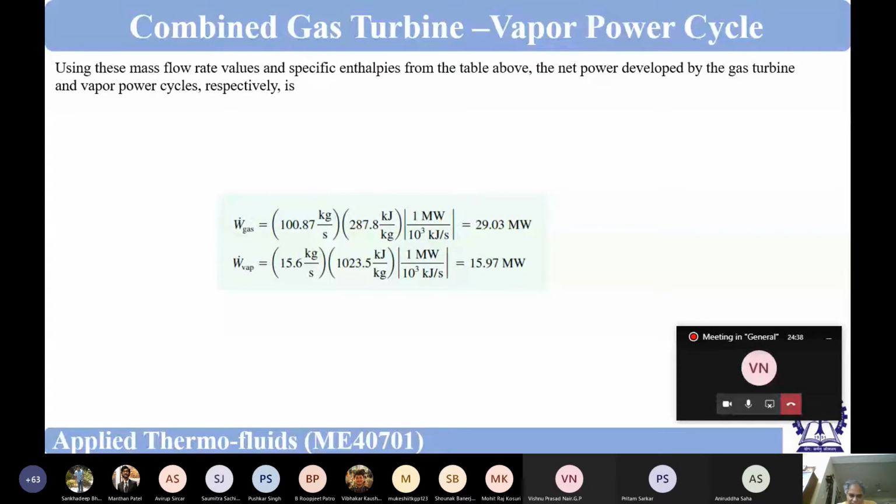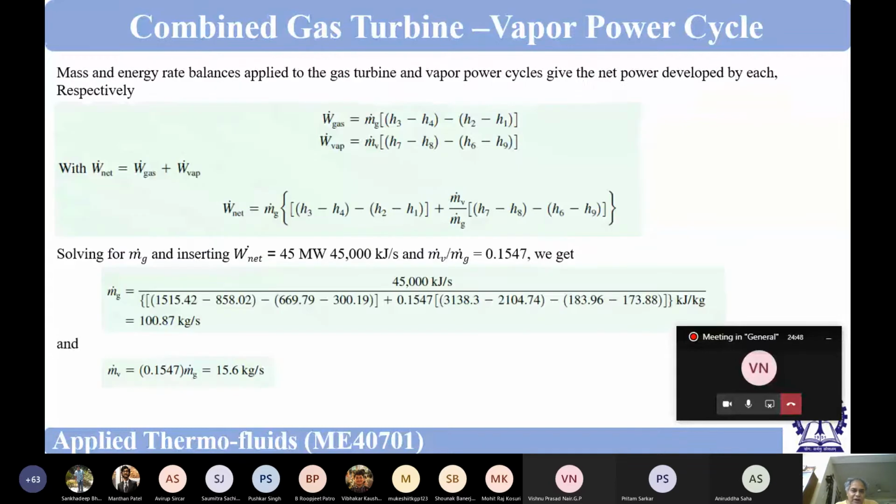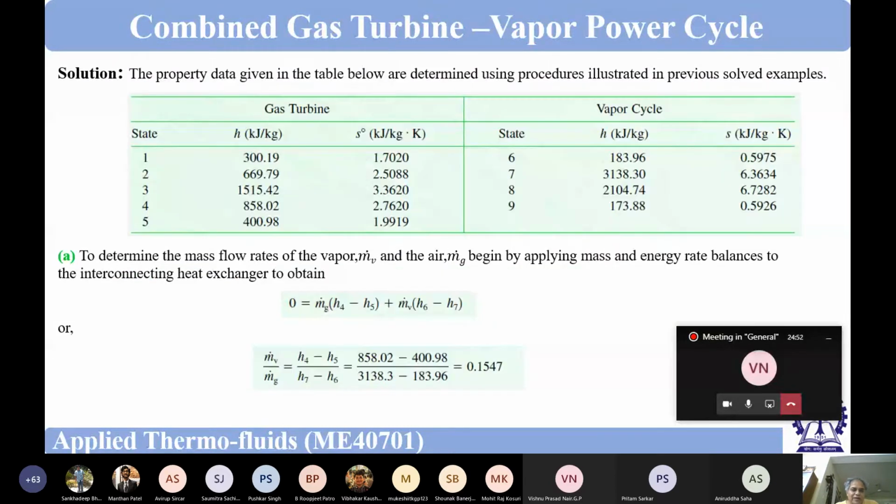So this is one thing that is also a difference between the gas cycle and the vapor cycle. Can we find out the efficiency quickly? Here we are getting 45 megawatt, so 45 megawatt is the output net work. And what is the input? Can you tell me the efficiency? What is the input?